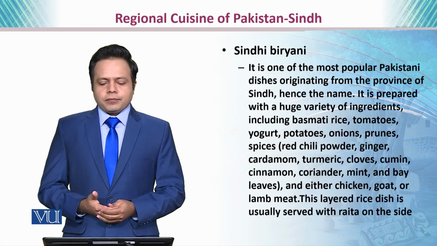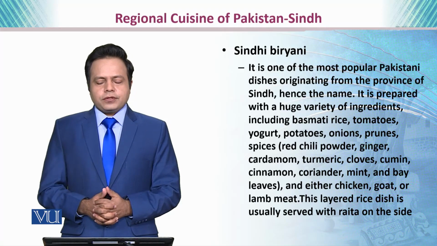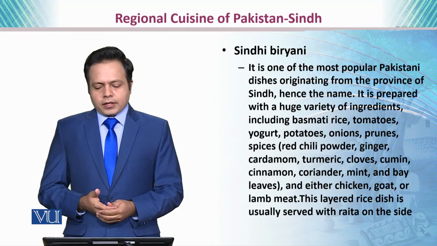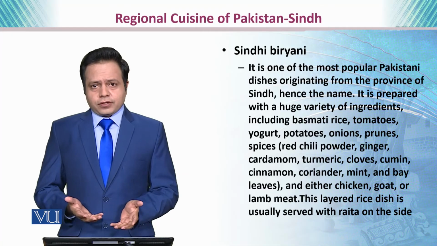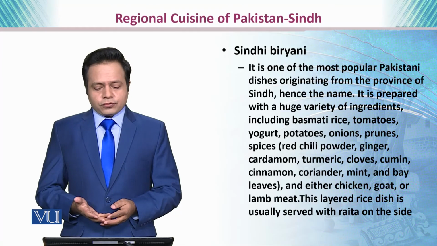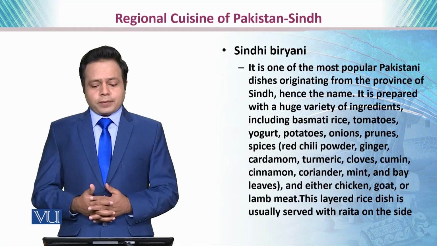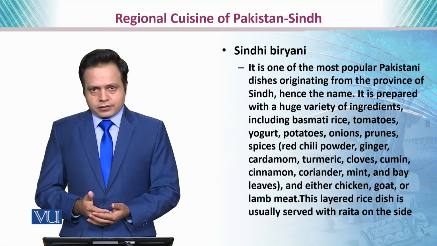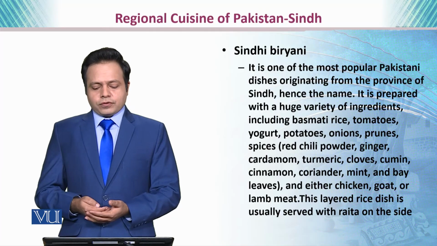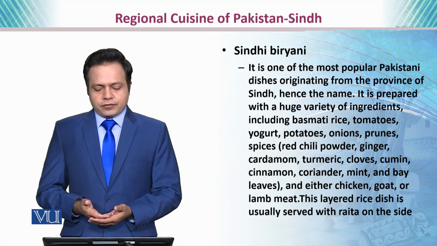And then we have the Sindhi biryani. It is one of the most popular Pakistani dishes, originated from the province of Sindh, and hence the name. It is prepared with a huge variety of ingredients that include basmati rice, tomatoes, yogurt, potatoes, onions, prawns, spices that also include red chili powder, ginger, cardamom, turmeric, cloves, cumin, cinnamon, coriander, mint, and bay leaves.